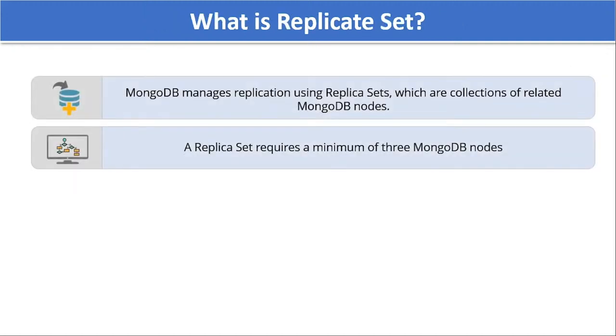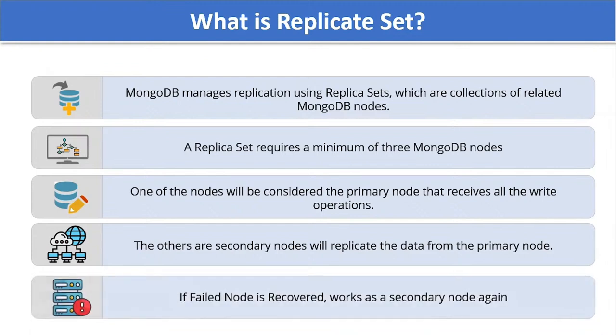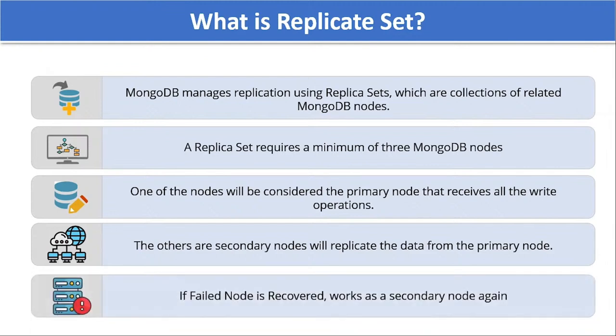So let us now understand what is the replica set that we have been talking about. Now, MongoDB manages replication using replica sets, which are a collection of related MongoDB nodes. A replica set requires a minimum of three MongoDB nodes, as I have discussed earlier, one of which should be considered the primary node that receives all the write operations. On the other hand, the remaining ones are considered secondary nodes, which will replicate the data from the primary node. And if there is a failure at any level of the node structure, a failed node that is recovered works as a secondary node again, but not as a primary node.